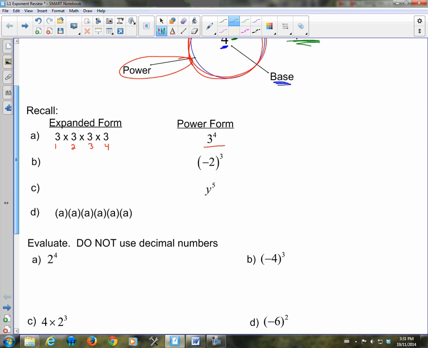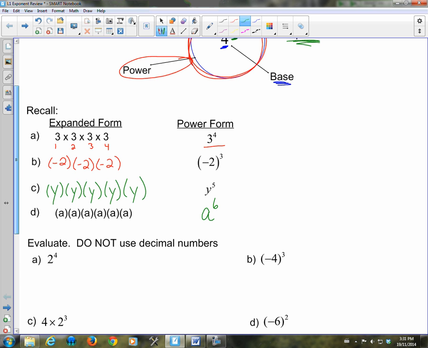So if I have the power of negative 2 to the exponent 3, in expanded form, it's negative 2 times negative 2 times negative 2. 3 times you're multiplying negative 2. If I have the power y to the exponent 5, it works the same way as numbers. I would multiply y times y times y times y times y, 5 times. Or vice versa, if I'm multiplying a times a times a times a times a times a, 6 times, in power form it would be a to the exponent 6. So we can have a power or we can expand it.